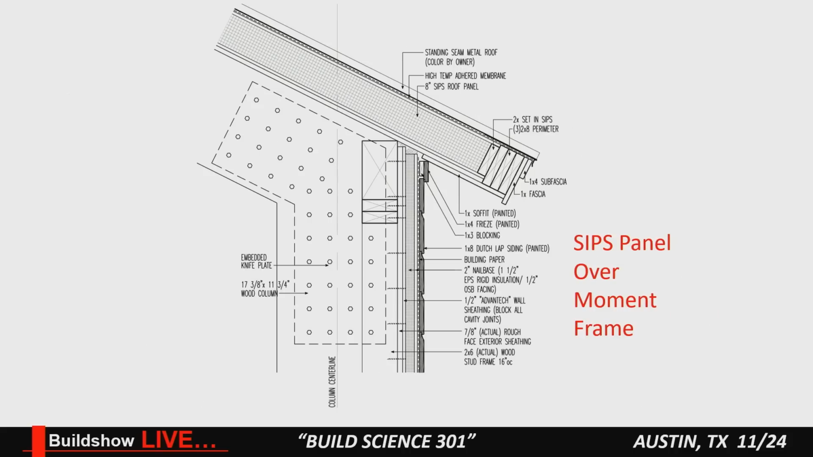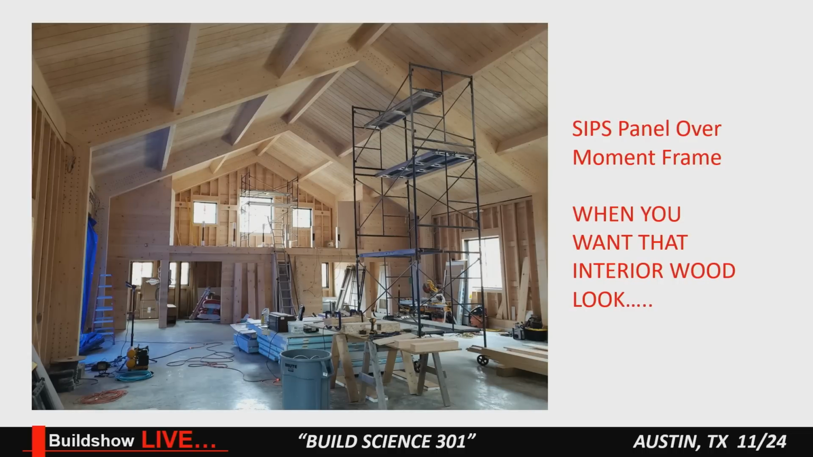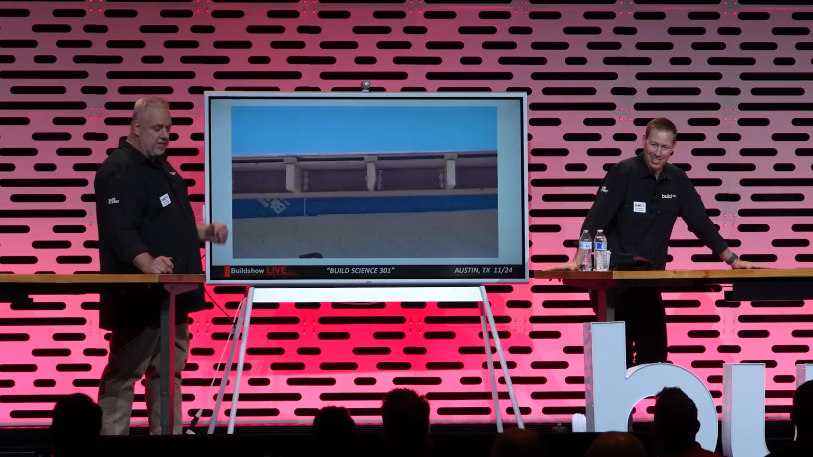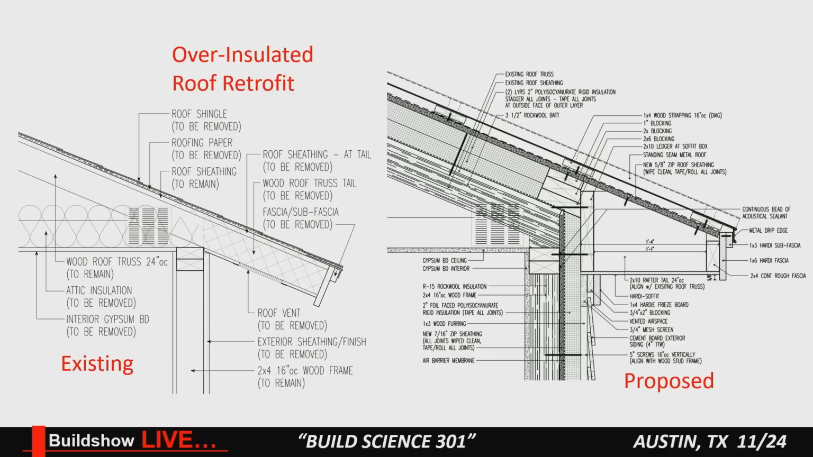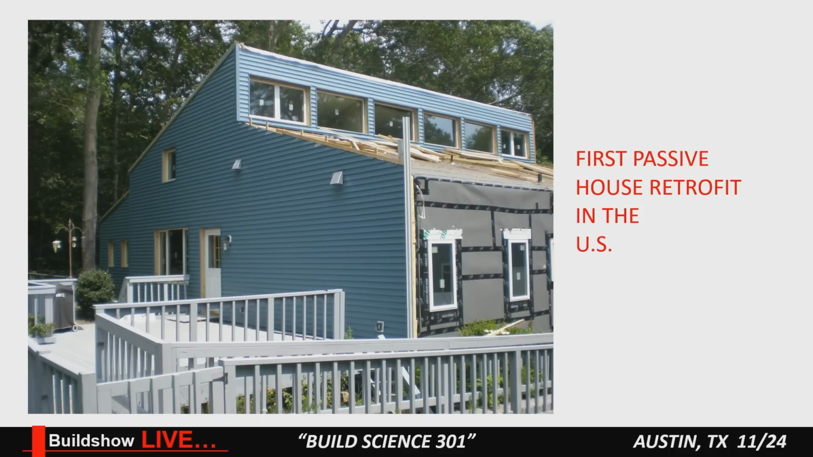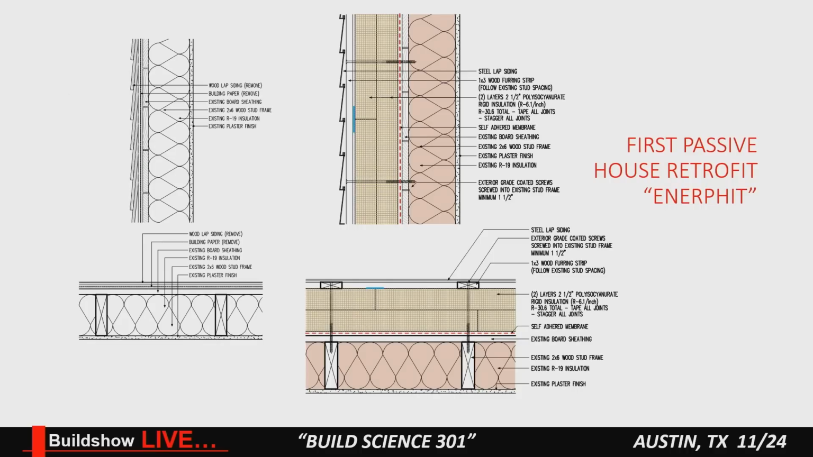This was the barn, SIPS panel. Looks pretty cool. Man, that barn's cool. Yeah. I love it. This is a SIPS panel roof with an over-vented roof assembly. You can see the furring strips in that 3/4 inch airspace. It's cool. All right. I think these were the details we did for your house. This was the first passive house retrofit in the country. We did this one probably about 10 years ago.